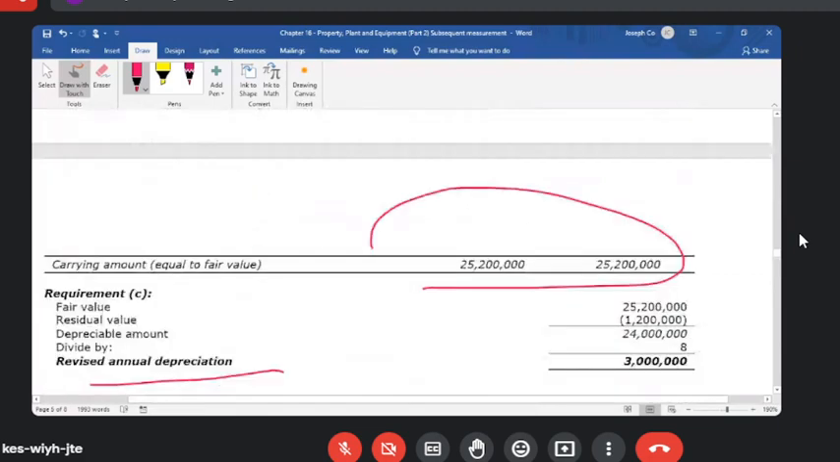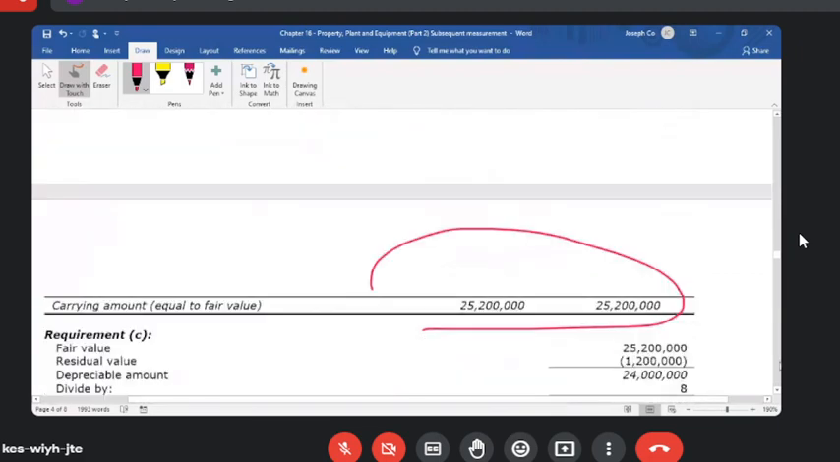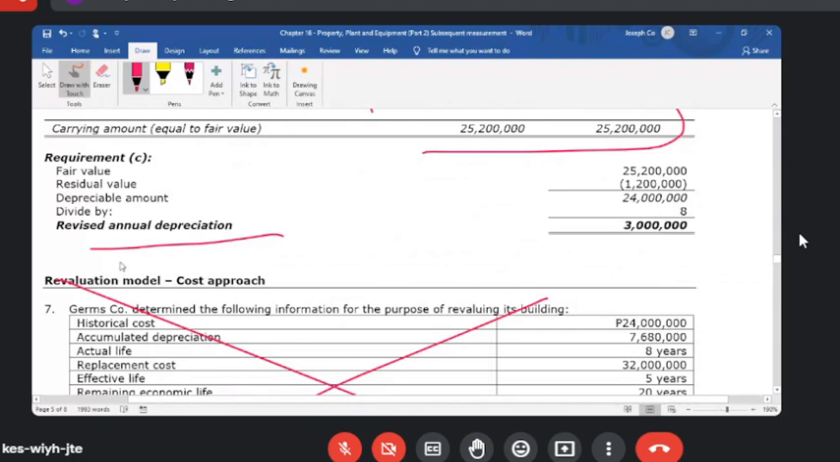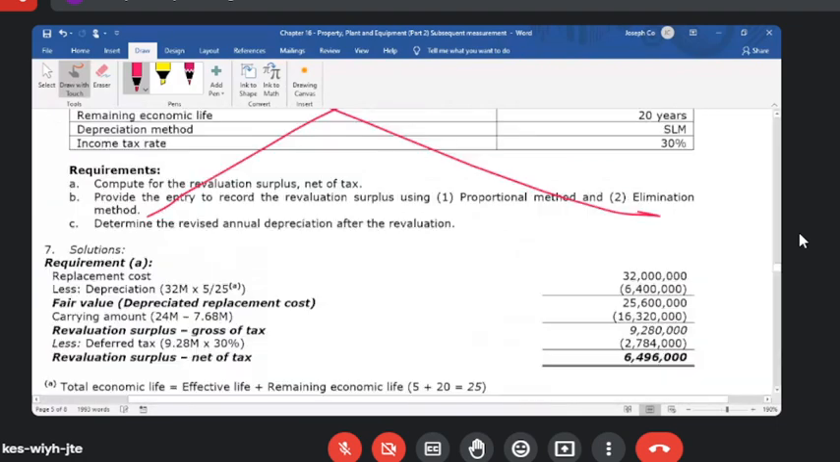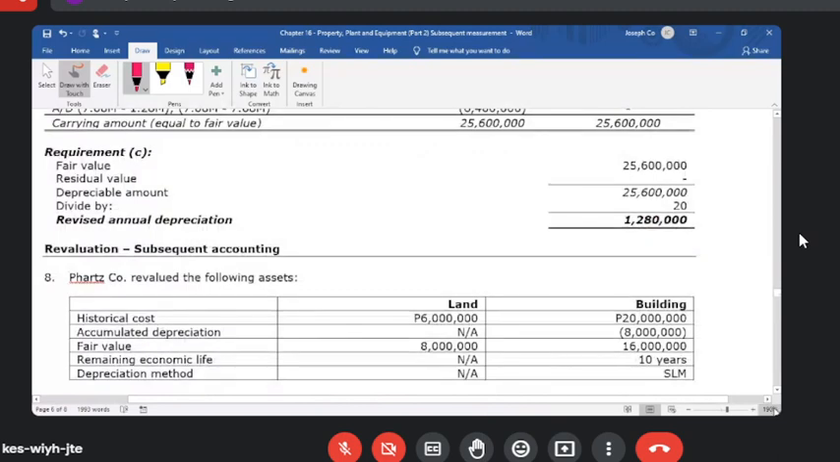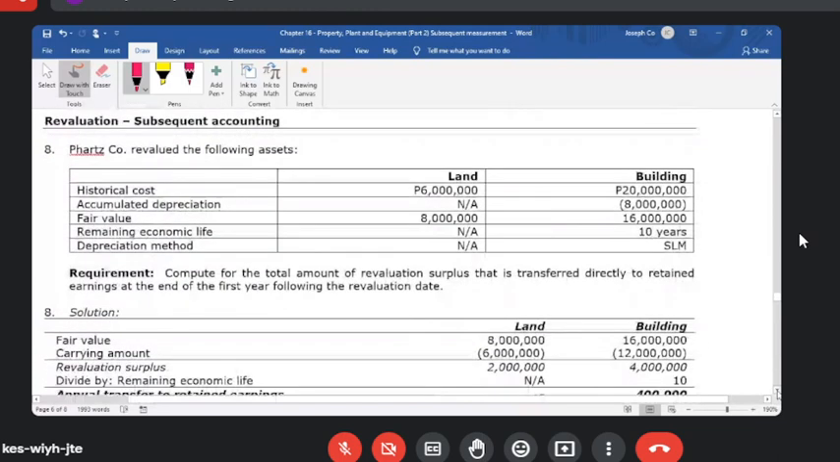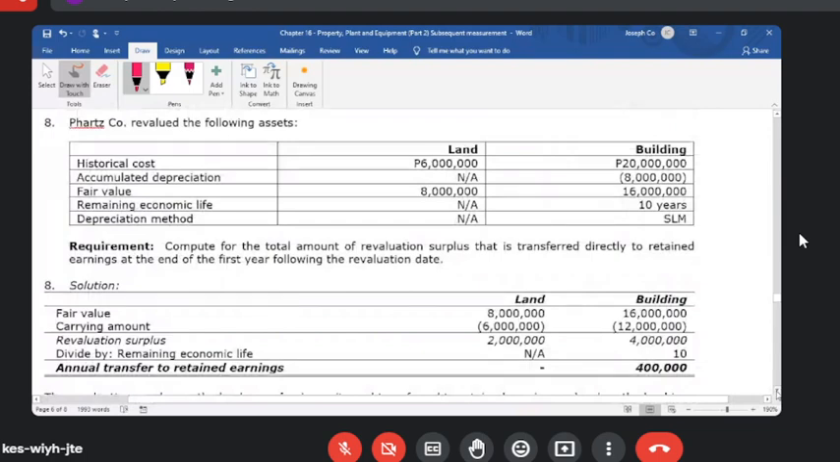Again, for number 9, I will not discuss the cost approach so that you only have one method. Let's use the market approach. P company revalues the following asset: historical cost, accumulated depreciation, fair value, remaining economic life, depreciation method. Requirement: compute the total amount of revaluation surplus that is transferred to retained earnings at the end of the first year following the revaluation date.